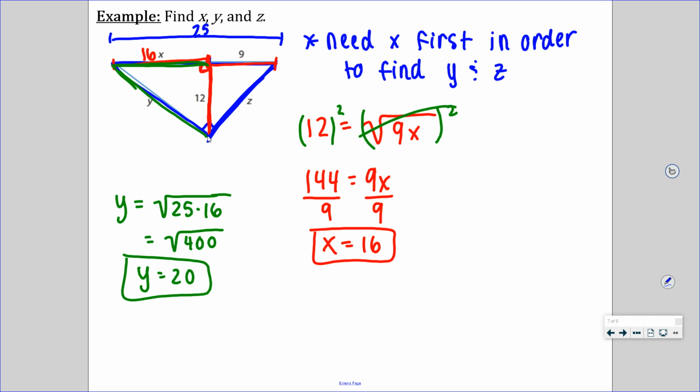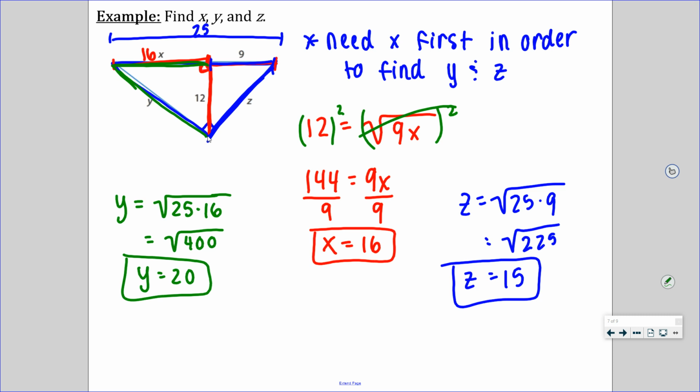All right, now I've got to find z. z is the geometric mean of the entire hypotenuse, which is 25, times the side that it touches. Very similar setup here with perfect squares. You can either multiply them, which is 225. That's 15. Or you could square root 25 and square root 9. 5 times 3 is also 15.